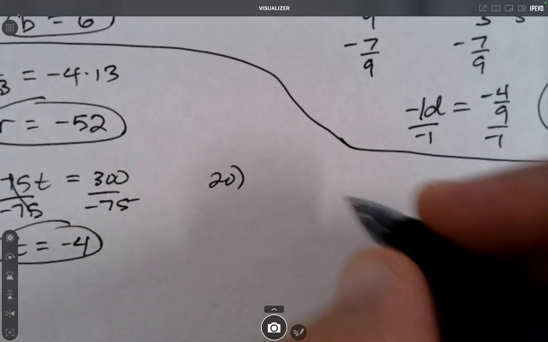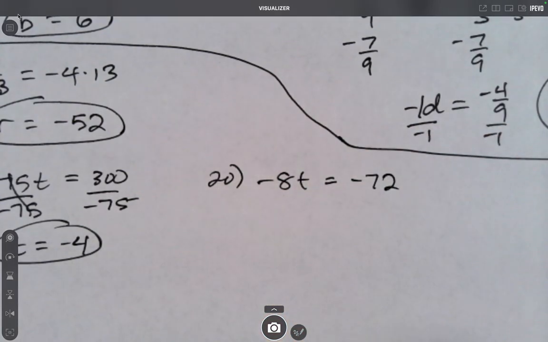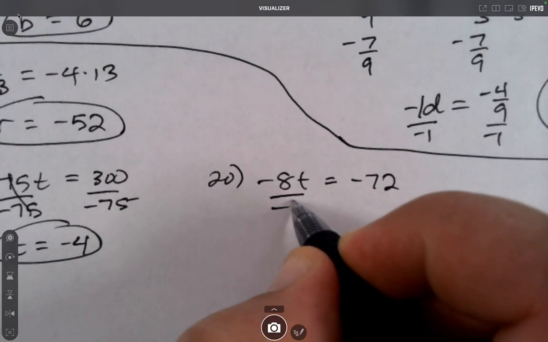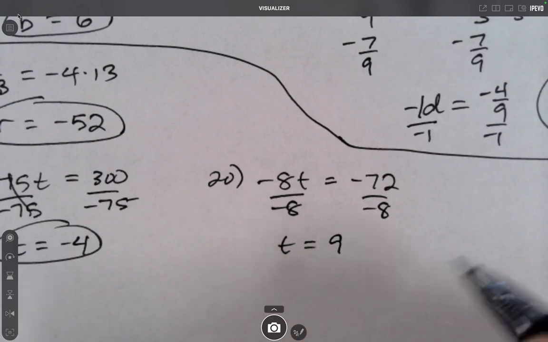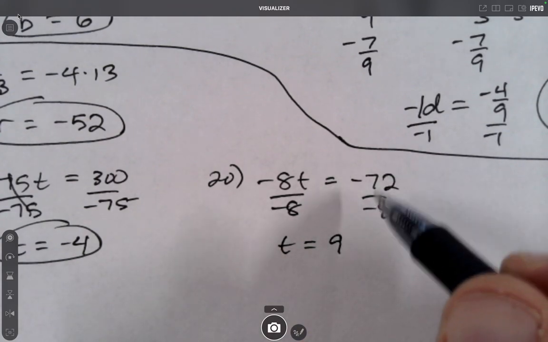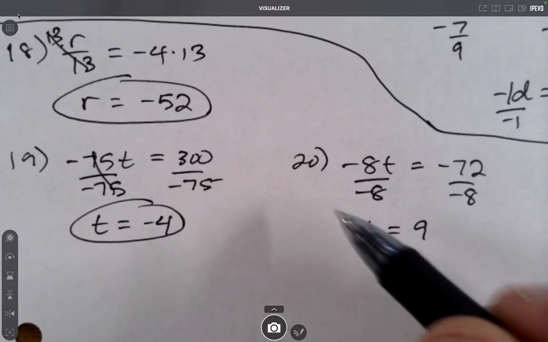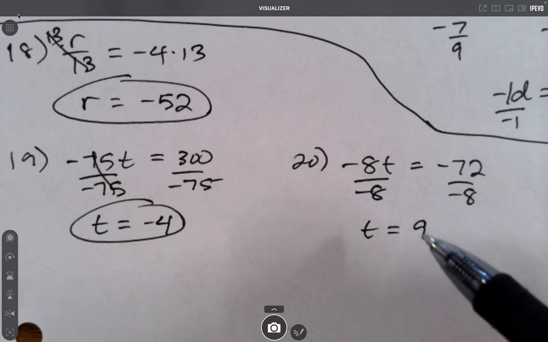Okay. 20, negative 8t equals negative 72. They're multiplying t by negative 8, so we do the opposite. We divide by negative 8. That gives us t equals positive 9. Because when the signs are the same, when you're multiplying or dividing, the result is positive. When the signs are different, like they were in 19, the answer is negative. When the signs are the same, the answer is positive.